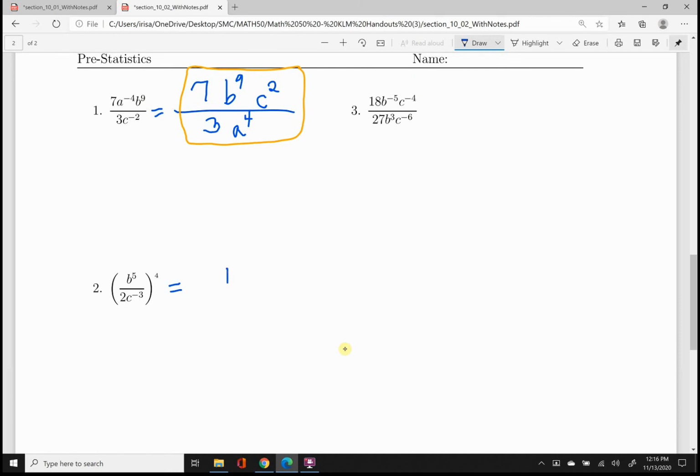And so that'll be b to the 20th, right? Because 5 times 4 is 20. 2 to the 4th power is 16. And then c to the negative 3 times 4 power would be negative 12. Okay, but we need to evaluate this negative exponent here by tossing it up top with the b to the 20th power. 16 is going to stay behind. And we will have b to the 20th power, c to the now positive 12th power, 16 down below.